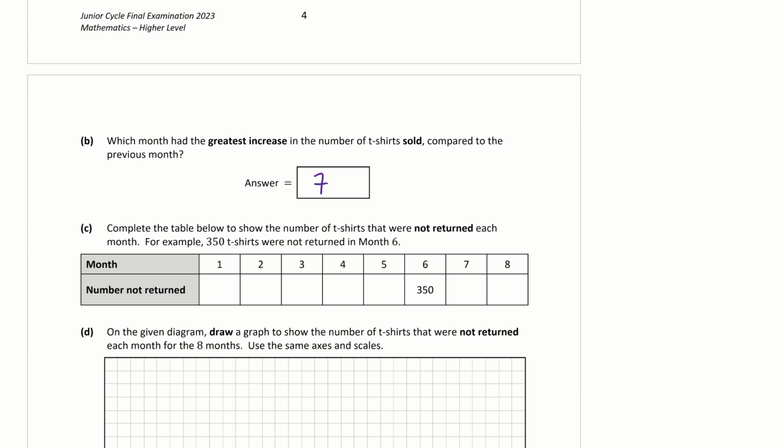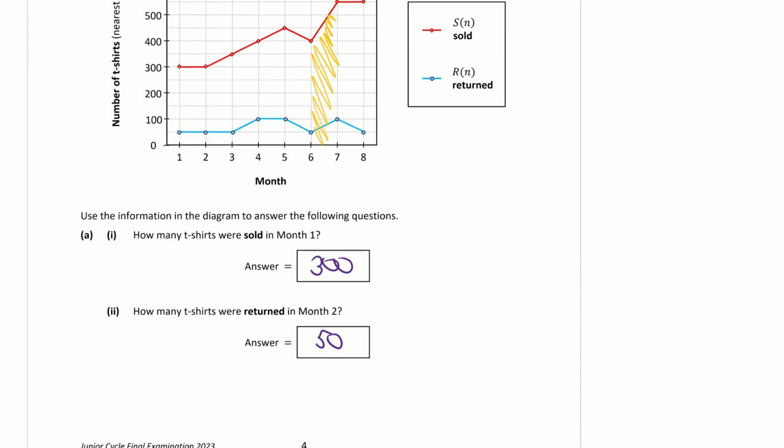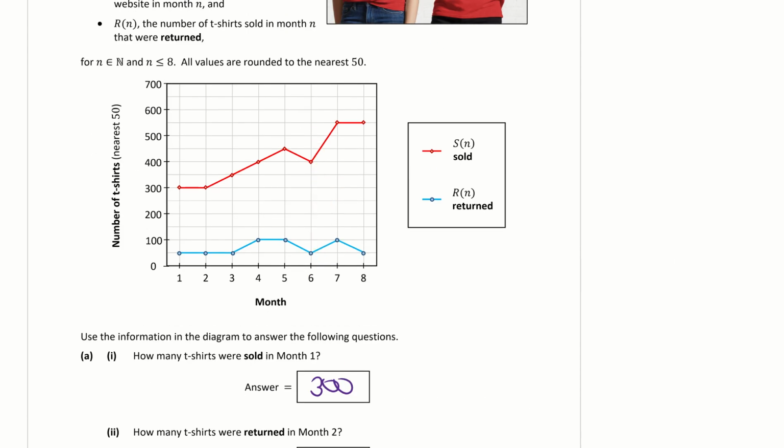Complete the table below to show the number of t-shirts that were not returned each month. For example, 350 t-shirts were not returned for month 6. Okay, so let's just go up to our table here. The table shows the amount that were sold and the amount that were returned. So to get the amount which were not returned, we basically just take the two away from each other.